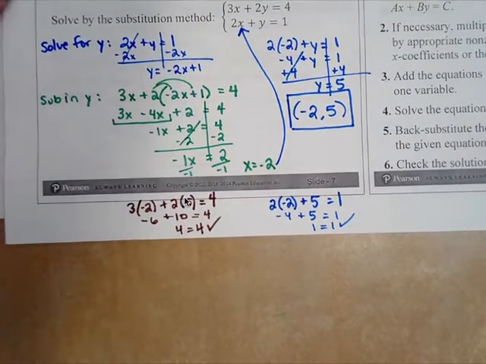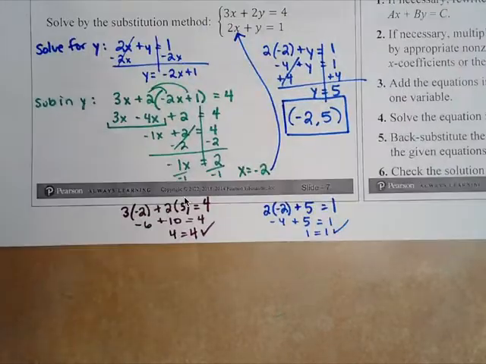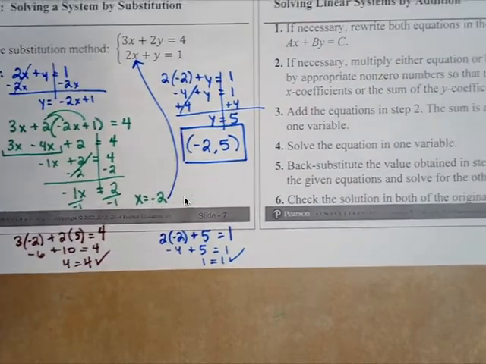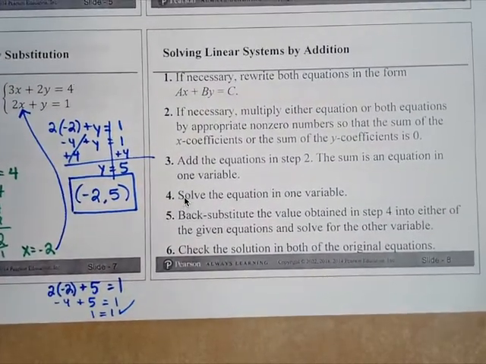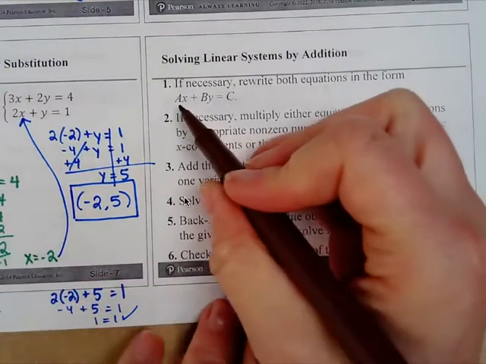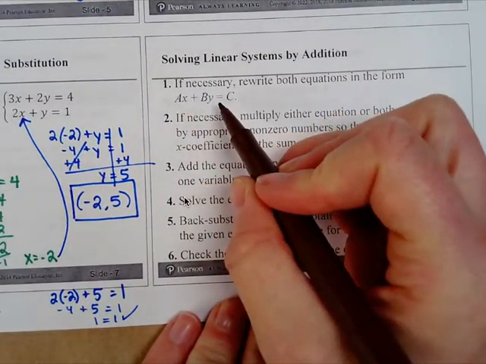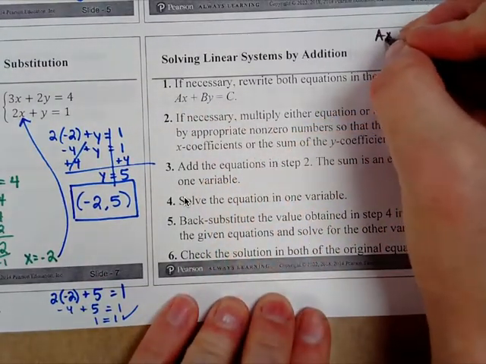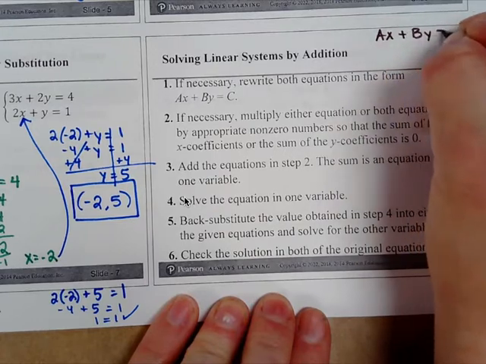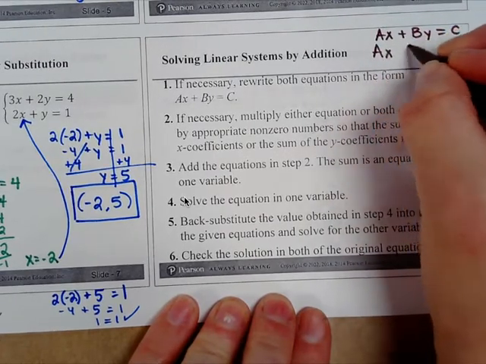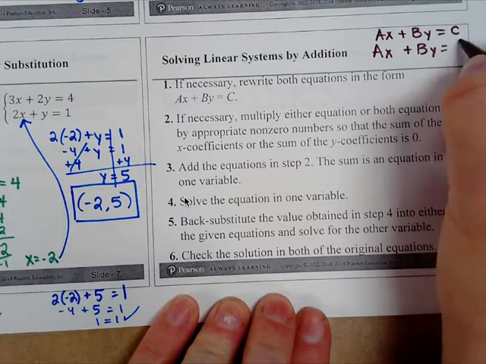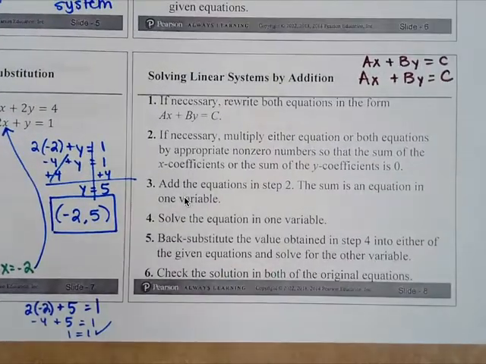Okay, let's do the addition method. So with the addition method, we are going to line them up and write them both as standard form ax plus by equals c. So they're both going to be listed like that. And you're going to find a way to eliminate one of them by adding them.